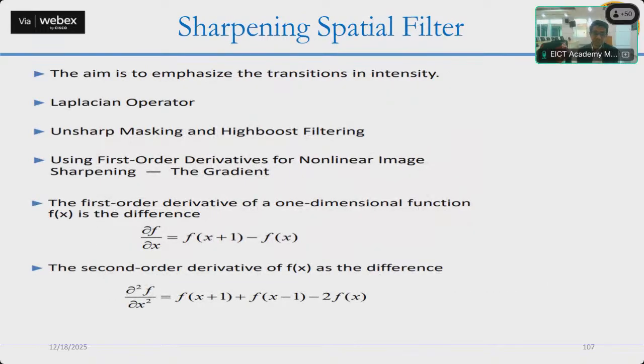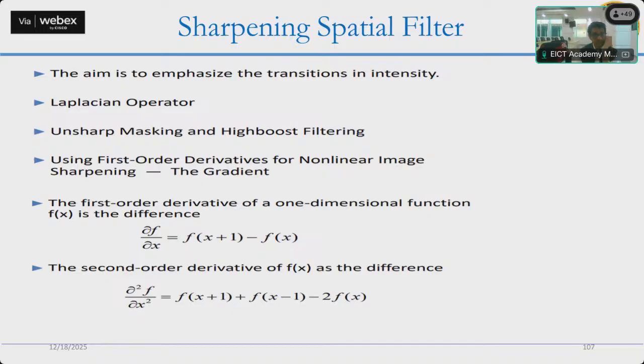So now coming to the part sharpening, basically the spatial filter. What do you mean by sharpening? Sharpening means that for some boundaries, I want to detect that boundary. That is possible. The aim is to emphasize the transitions in intensity. We will use the Laplacian operator, unsharp masking and high boost filtering. We will also use the first order derivatives for non-linear image sharpening. That is basically the gradient. So gradient plays a key role.